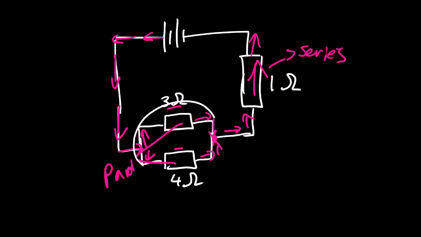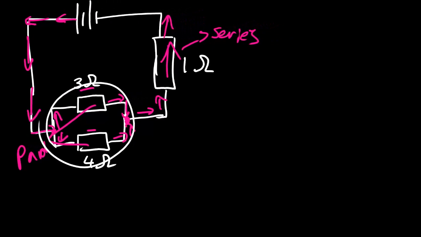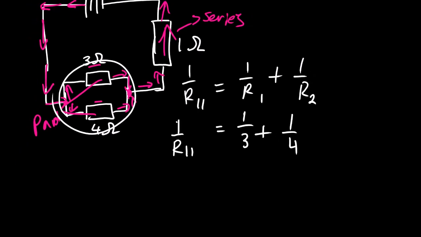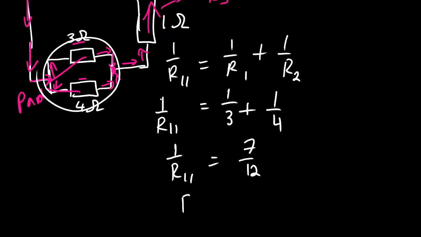Then we can take it from there. We solve for the resistance across the parallel using our equation. So we have 1 over 3 plus 1 over 4, which will be 7 over 12. Then when we flip, we are going to have R parallel is equals to 7, no, it's actually 12 over 7 ohms.